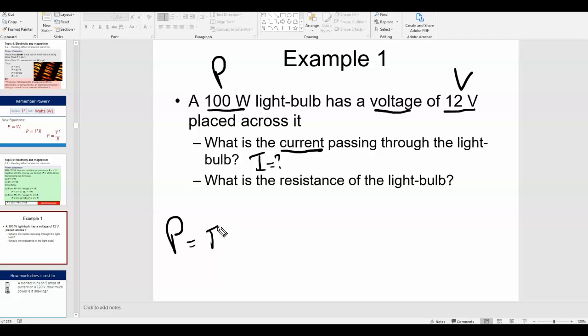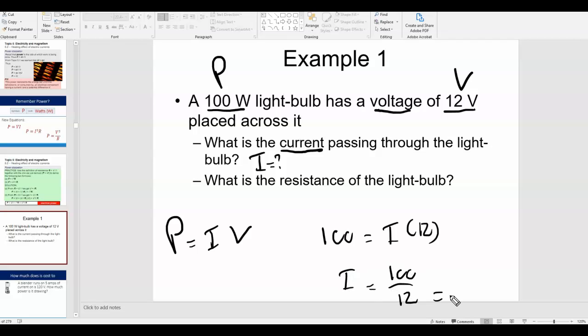So I would look at my equations and say, which one has P and V? Well, that would be P equals I times V. And so that would be 100 equals I times 12. And so I would be 100 divided by 12, which I'll just put into the calculator. 100 divided by 12 is approximately 8.3 amperes.